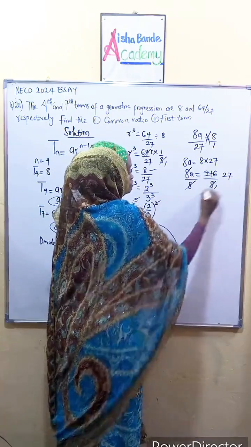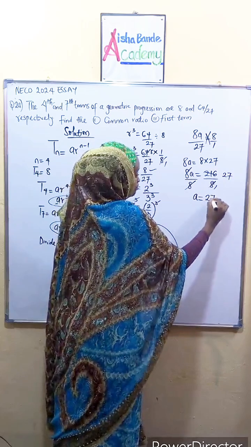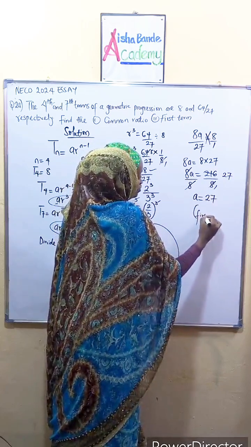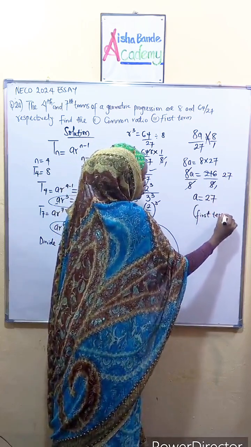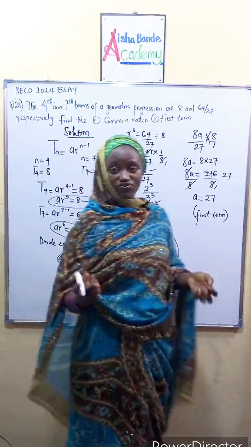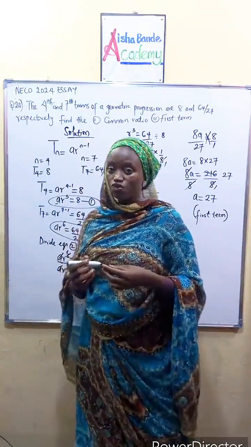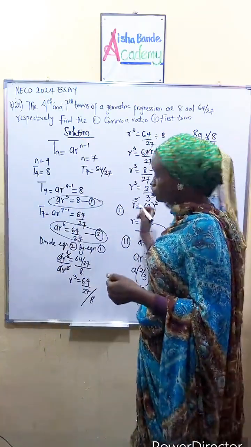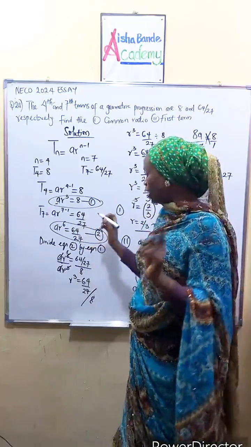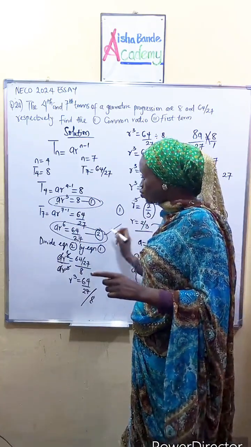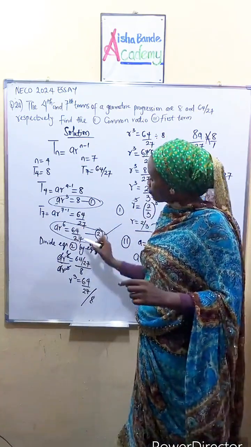As an activity for you, my learners, try to substitute the value for r into equation 2 and see if you are going to have the same answer for the first term as 27. So you can try that as an activity.